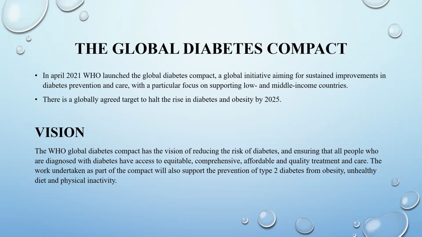The WHO Global Diabetes Compact has the vision of reducing the risk of diabetes and ensuring that all people who are diagnosed with diabetes have access to equitable, comprehensive, affordable, and quality treatment and care. The work undertaken as part of the compact will also support the prevention of type 2 diabetes from obesity, unhealthy diet, and physical inactivity.